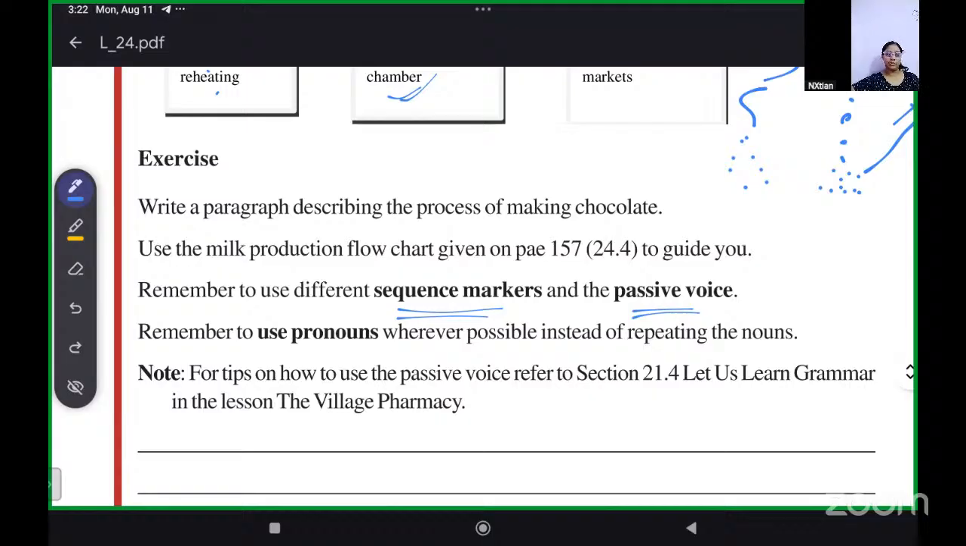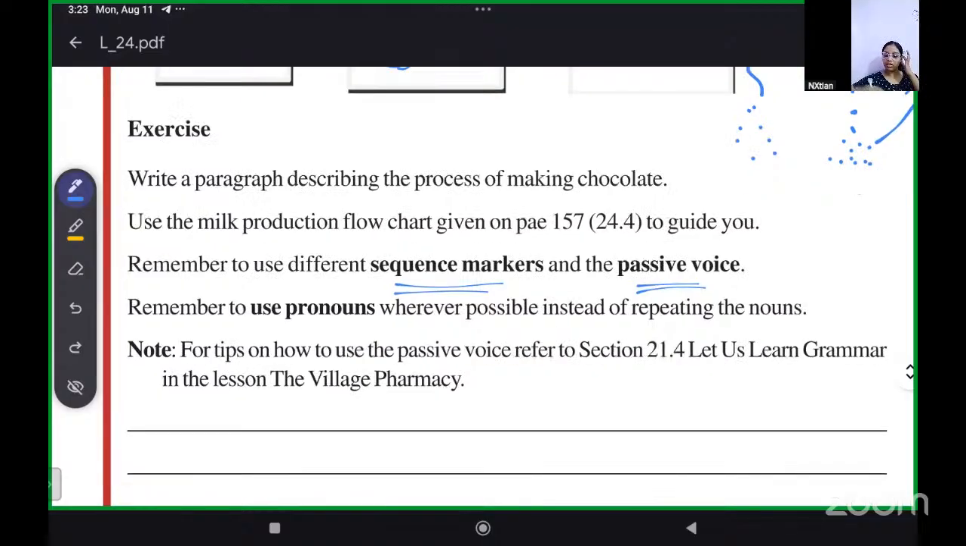Please do it. This is also helpful in English. We don't have many flowcharts, but in home science, you guys are having flowcharts. So how you can make a flowchart and how you can describe the flowchart in a paragraph, this will give you an idea of how to do that. Okay, so please do this homework.